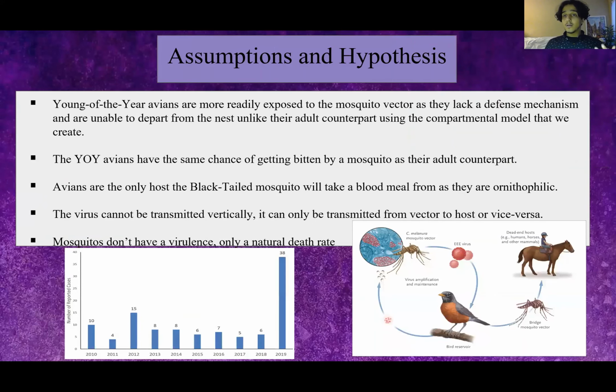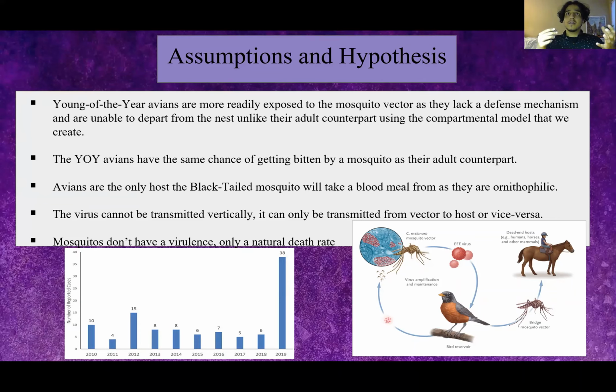Now, here are our assumptions and our hypothesis. Our first bullet point shows the hypothesis that we made during our research. It really just states that the young of the year birds lack a sense of defense and lack the ability to leave the nest. This makes them a very easy host for the mosquitoes to target because it's not mobile. It can't move anywhere. It is stuck in its nest.